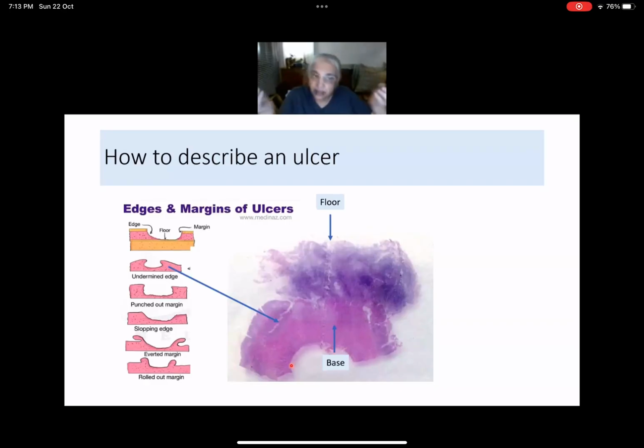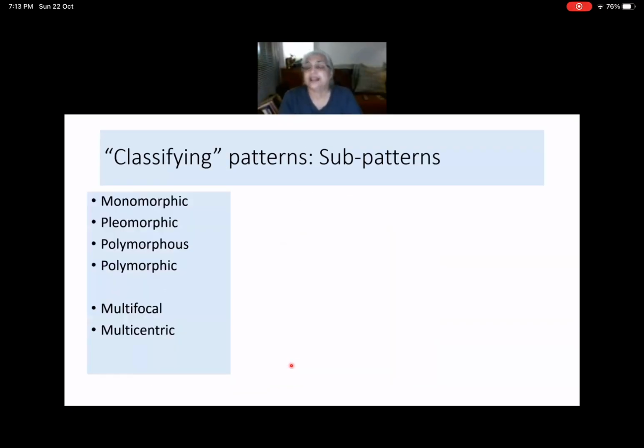It's a gross thing that you see the margins are undermined, but you can see that very, very well, even in a well-prepared histological specimen. Okay, now those were the major patterns, but we have lots of sub-patterns, and we should know about some of them. Some of these sub-patterns are monomorphic, pleomorphic, polymorphous, polymorphic, multifocal, multicentric. These are all sub-patterns.